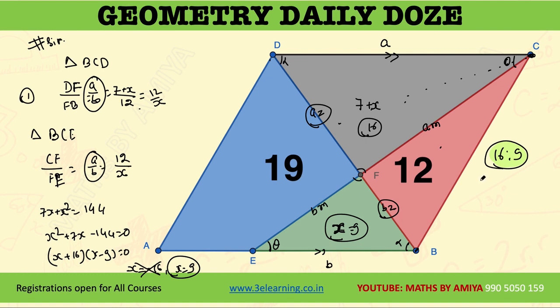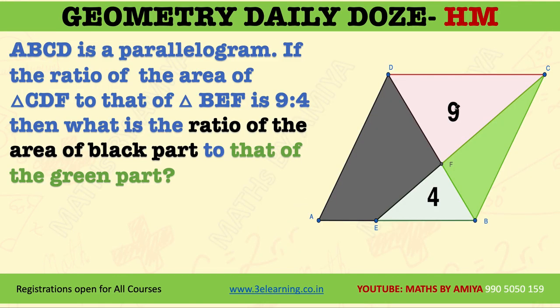With the learning, I want you to solve the homework. So this is our homework. It's a reverse question of the actual question. These two ratios are given, so we have a side ratio, and we are looking for the ratio of the area of black to green. Please pause the video, read the question, understand the question, and try to give your answer in the comment box.